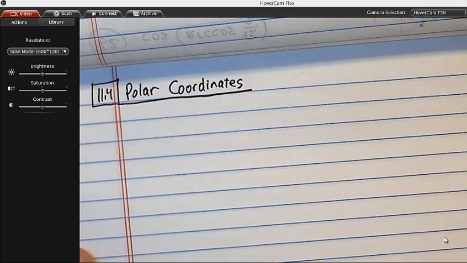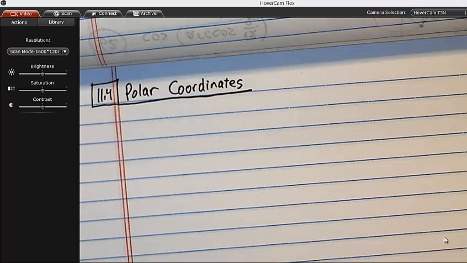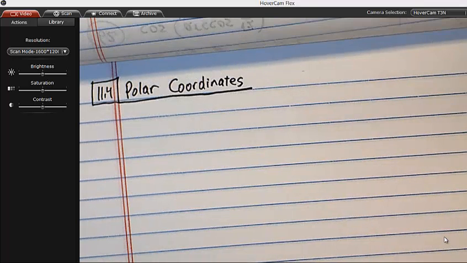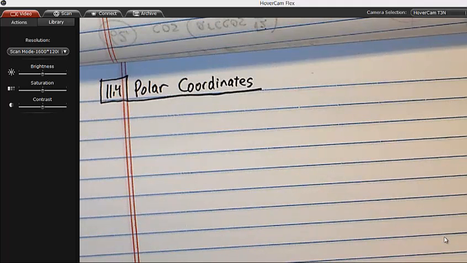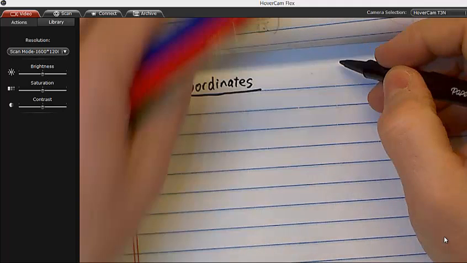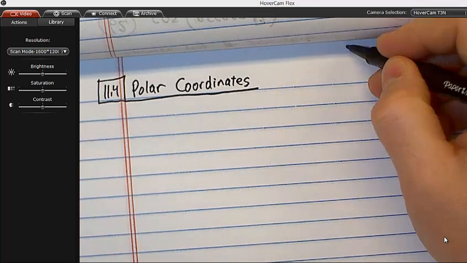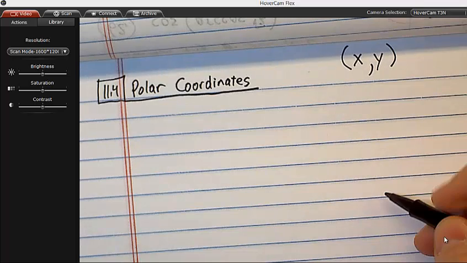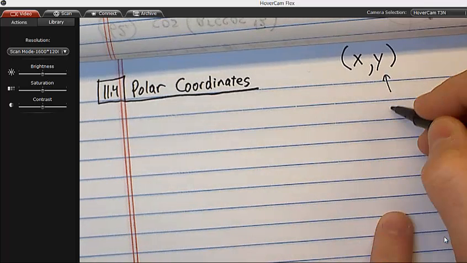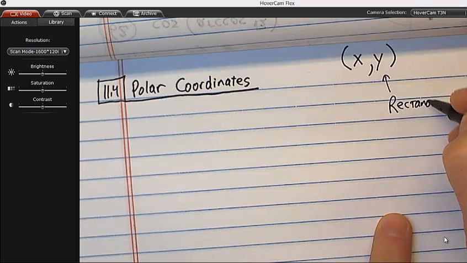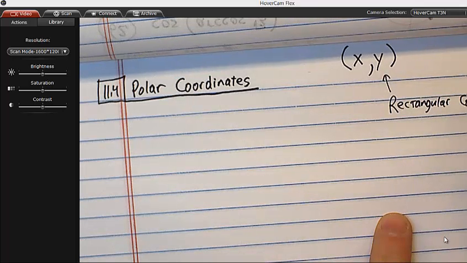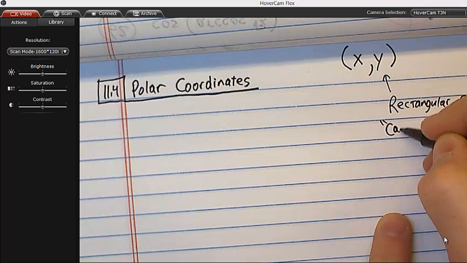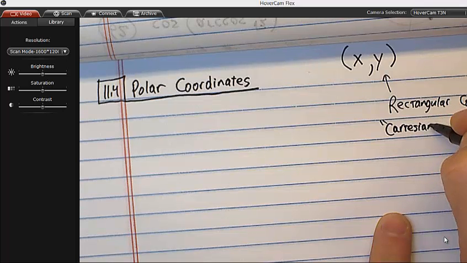Polar coordinates. Okay. So the idea is this. Normally, when you plot points in the plane, we use coordinates with a comma between them. And we know that this is x and this is y. Okay? Now these are called either rectangular coordinates, or they're sometimes called Cartesian. Anyone know why?